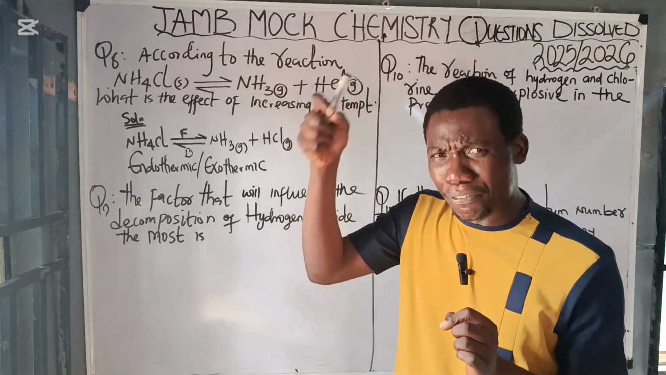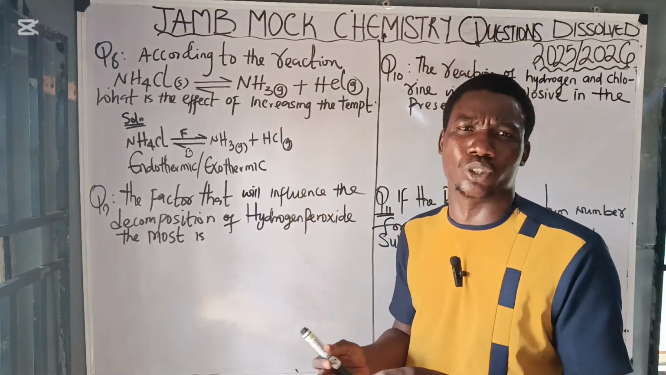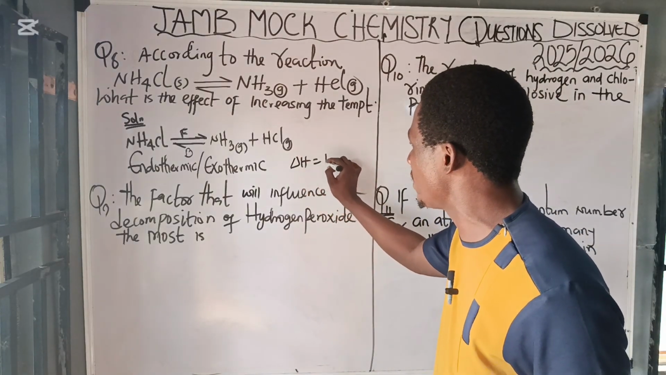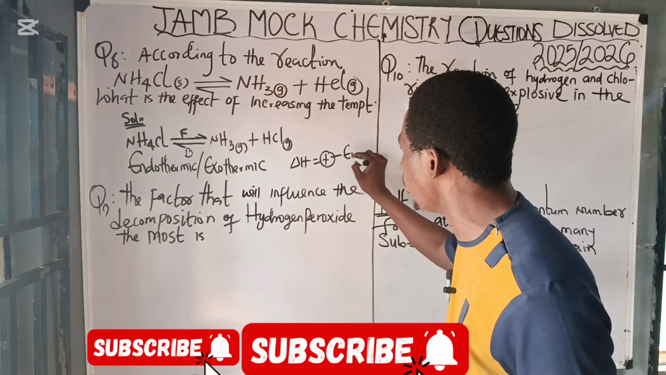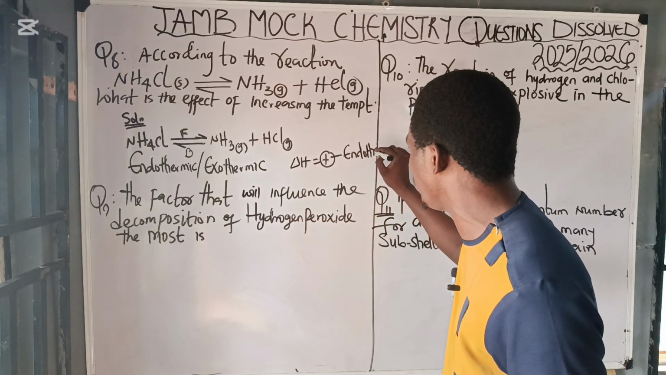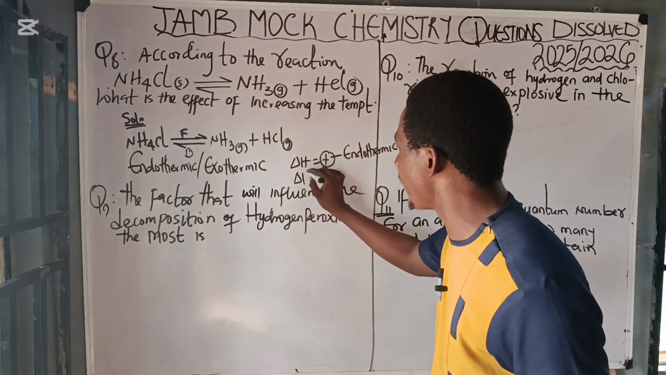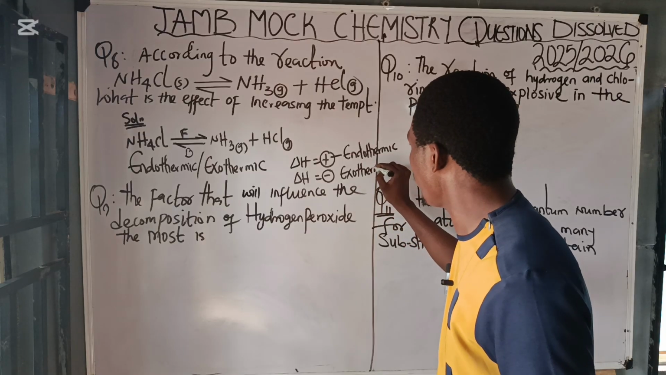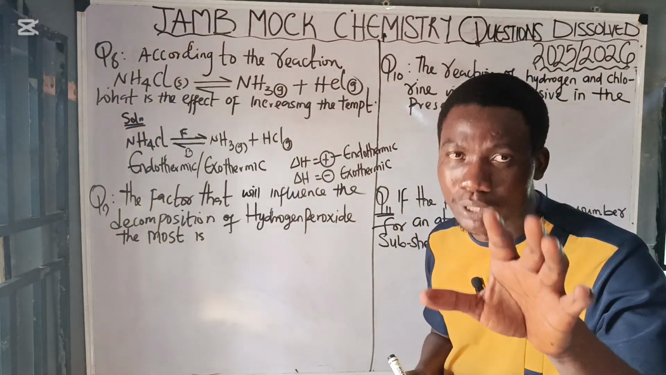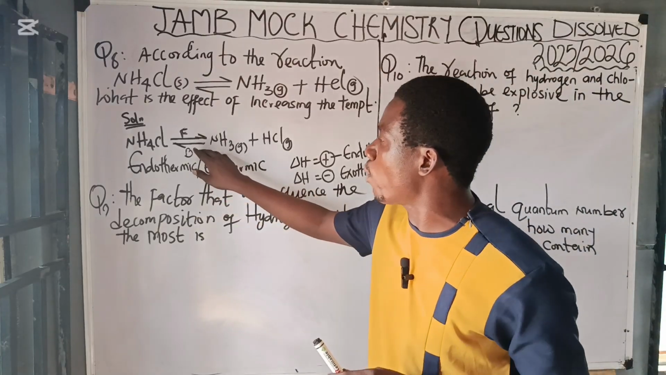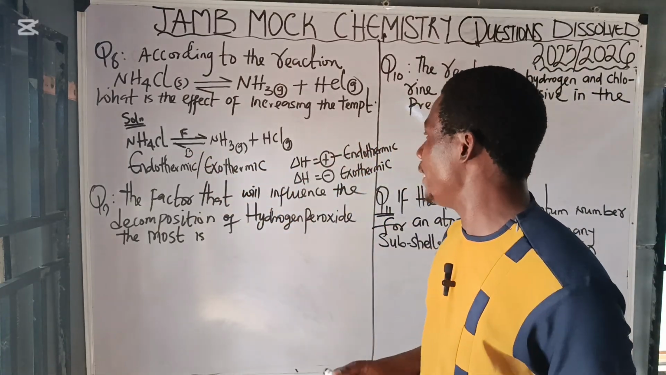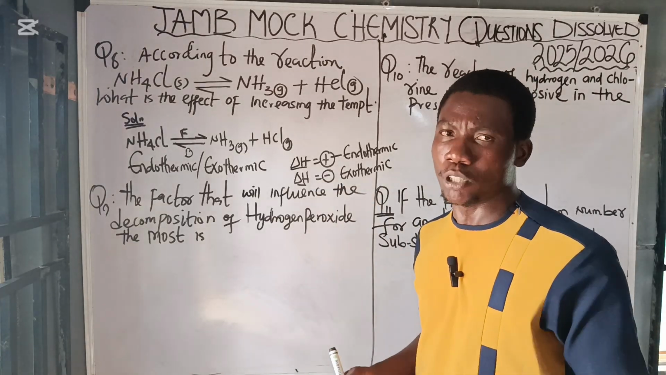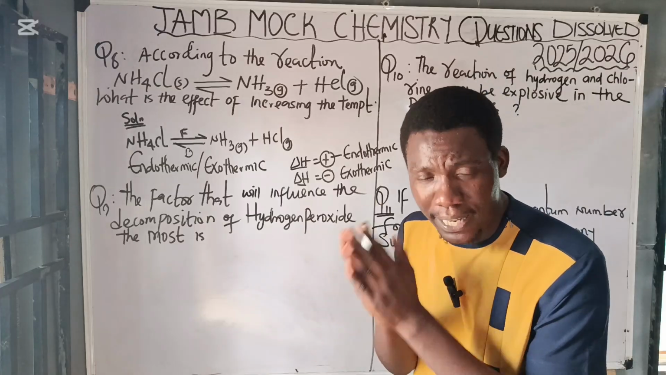How do we know that the reaction is endothermic, or how do we know if the reaction is exothermic? Now, one of the ways of identifying an endothermic or exothermic reaction is to look for the enthalpy change. If the enthalpy change of a system is positive, you will know that the reaction is endothermic. Take note of that. But if the enthalpy change of a reaction is negative, the reaction becomes exothermic. So it is either an endothermic or exothermic reaction. But in this particular question, the enthalpy change was not given, so it will be difficult to identify if the reaction is endo or exo. But this is what you have to do to determine whether it is endo or exo.